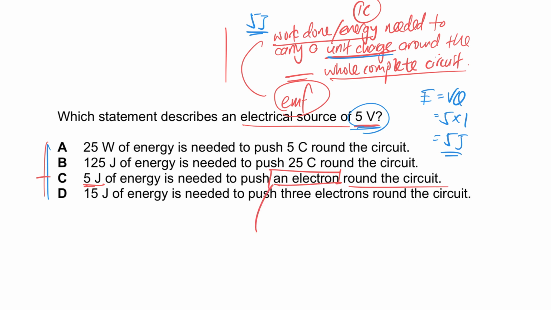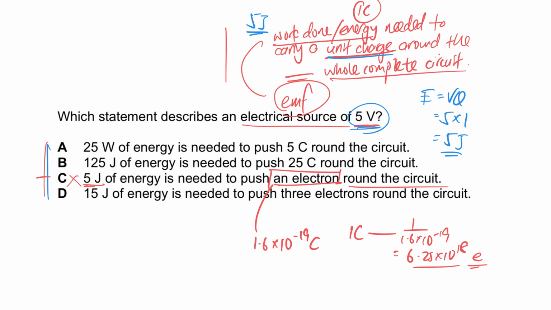Even though you're not required to memorize the charge on the electron, it's about 1.6 times 10 to the power of minus 19 coulomb. That means in one coulomb, you take 1 divided by 1.6 times 10 to the power minus 19. That will be 6.25 times 10 to the power 18 electrons. So take note of that. So C will be wrong.